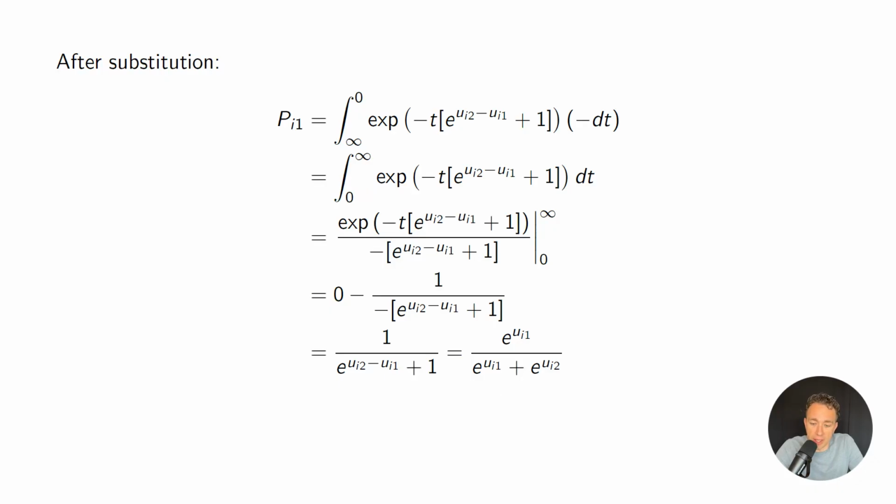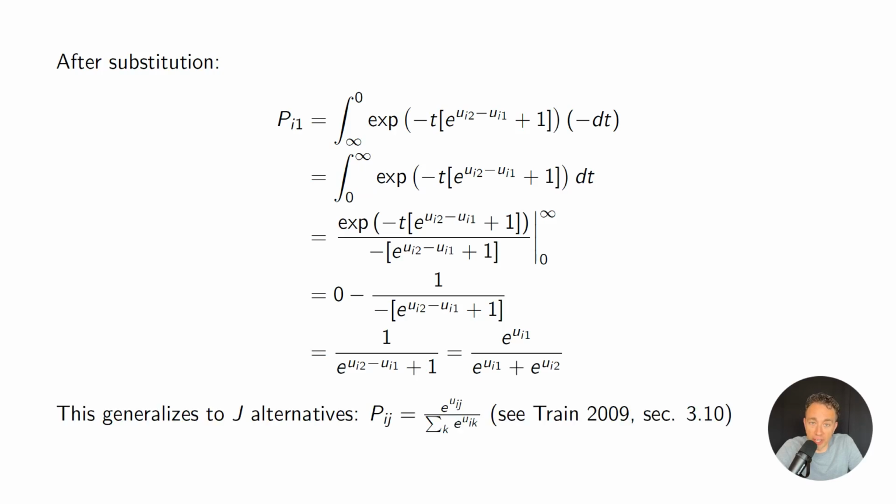And that is how we get the actual probability for the utility of option 1 being higher than the utility of option 2. And the nice thing is that this generalizes to any number of alternatives. And instead of having e to the u1 plus e to the u2, we just have the summation of e to the u of however many options we have. So if you're interested in the multinomial or the generalization to all capital J alternatives, then you can consult section 3.10 of Train's textbook from the 2009 edition.